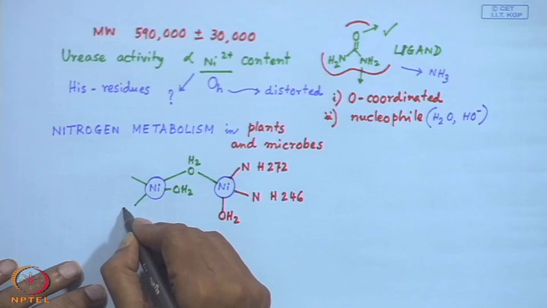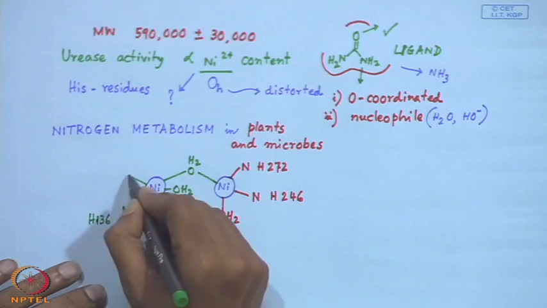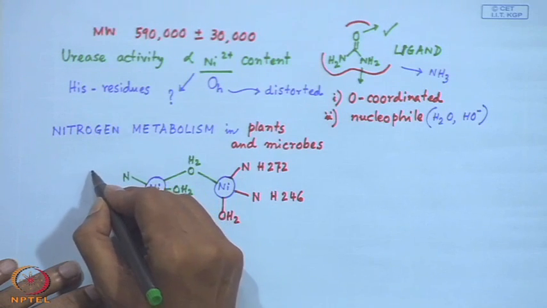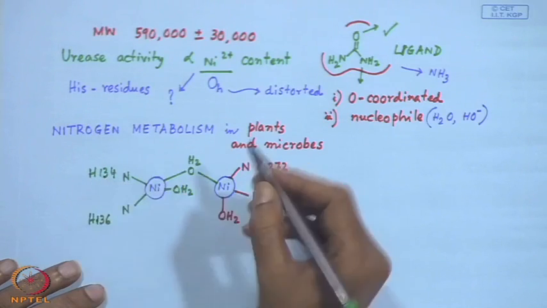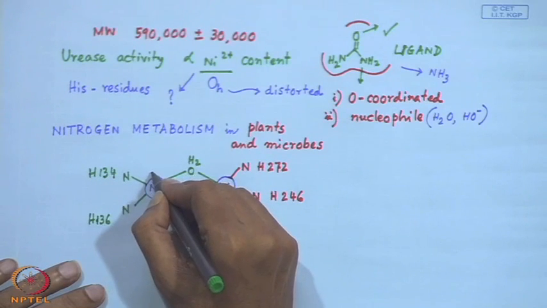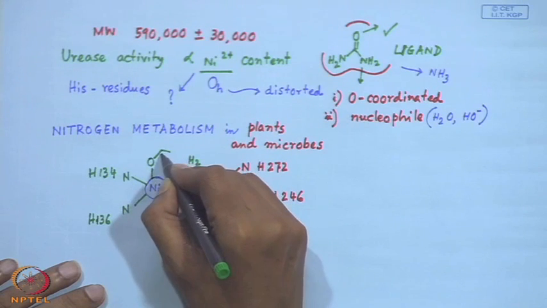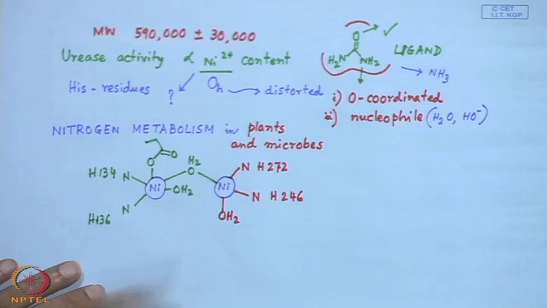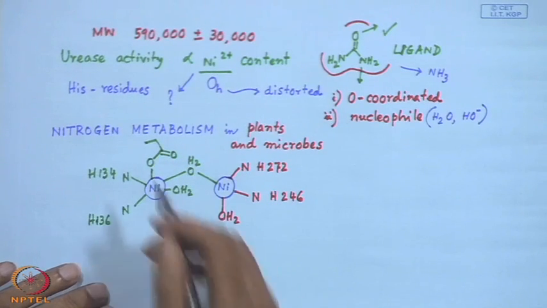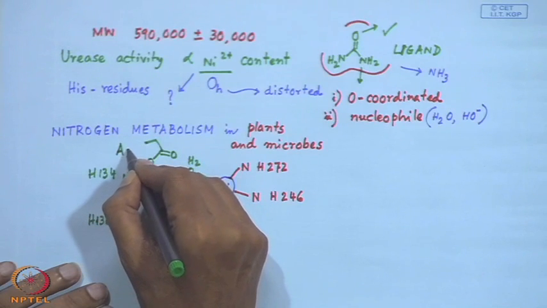Two more nitrogen from histidine, which is histidine 136, and another nitrogen from histidine, which is histidine 134, and one oxygen from the carboxy end, which is aspartate. It is aspartate 360.